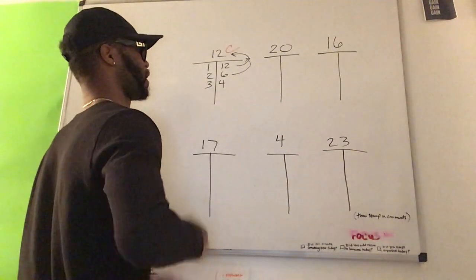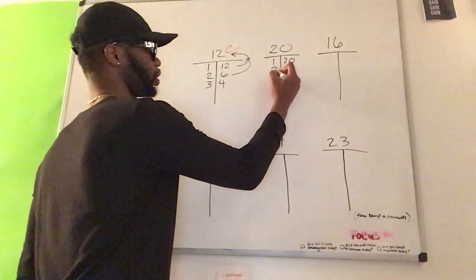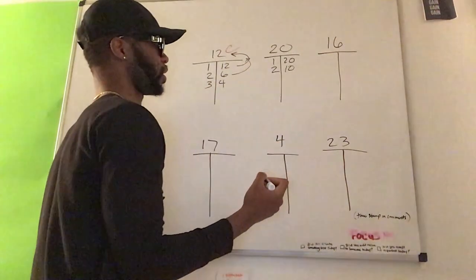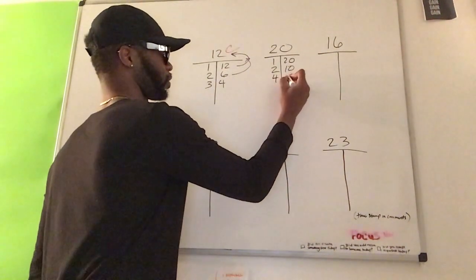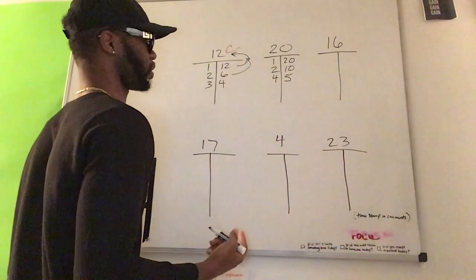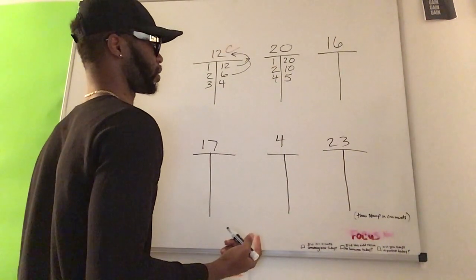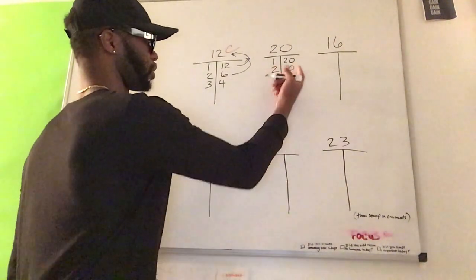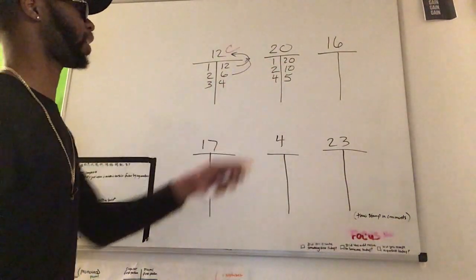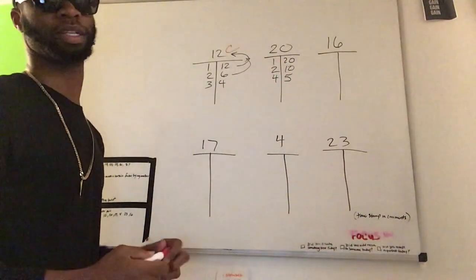I know 1 times 20 equals 20. Does 2 times something equal 20? Yes, 2 times 10. What about 3 times something? Nope. 4 times something? Yes, 4 times 5. 5 times something? Yep, we have it already. 6 times something? Nope. 7 times something? 8 times something? 9 times something? 10 times something? Yes, 10 times 2. We got it. Now, because we see that this is more than 2 factors, we have 1, 2, 3, 4, 5, 6 factors that make this a composite number, all right?